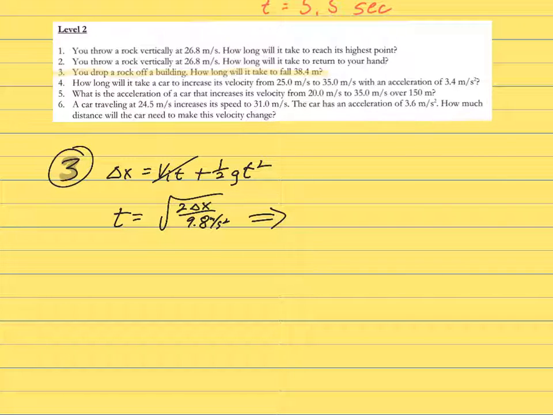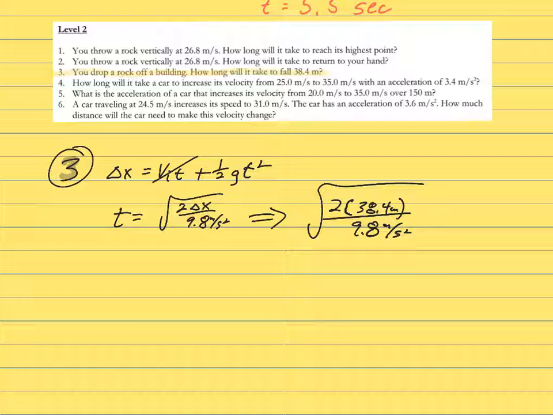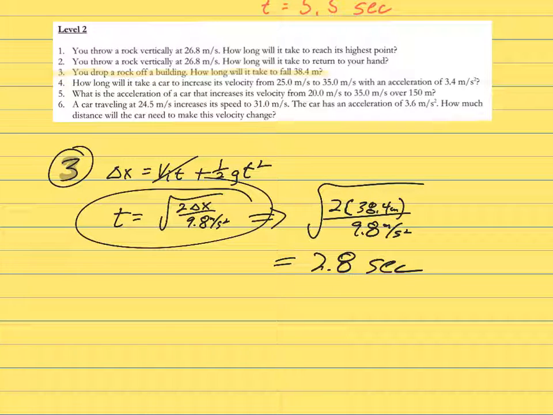And if you put that in your handy dandy calculator, it's 2 multiplied by 38.4 meters divided by 9.8 meters per second squared. And I get about 2.8 seconds. This equation I will give us for our test, so don't worry about that.